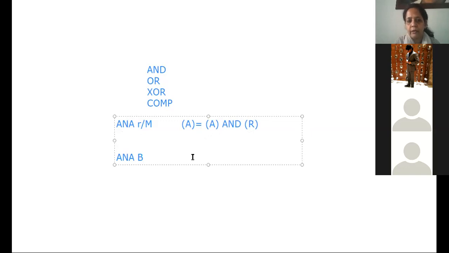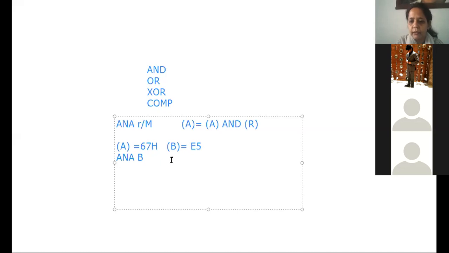Now let us assume that the contents of the accumulator are 07 and the contents of the B register are, for example, E5. All these are hexadecimal values, right? So H will represent this. I will take one more example: 67 and E5. How do you write 67 in binary? 8421 code you have to use. 4 plus 2 is 6. So 0110 0111 is your 67, right?